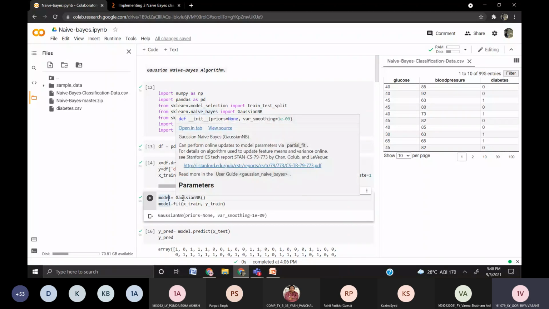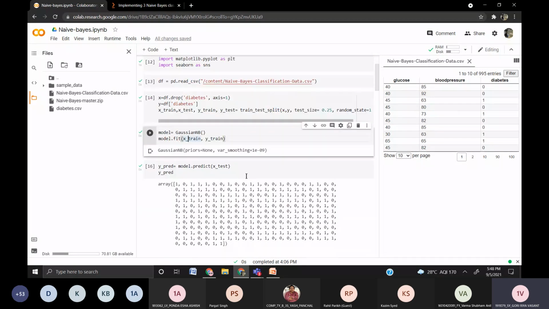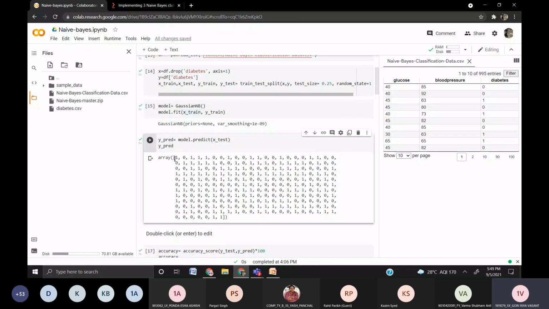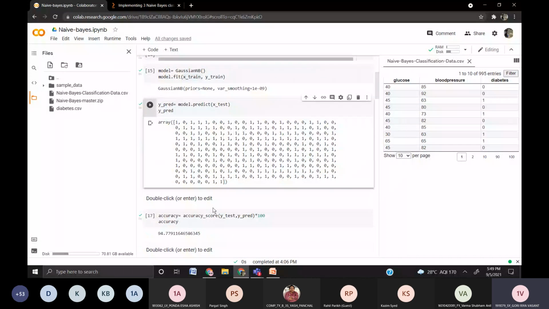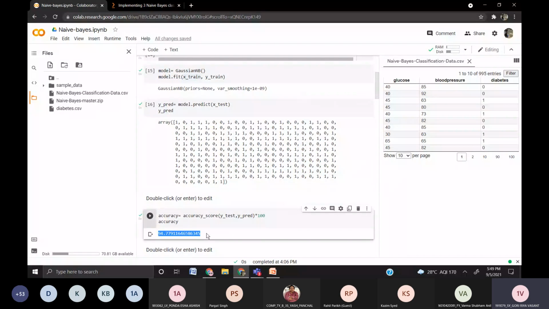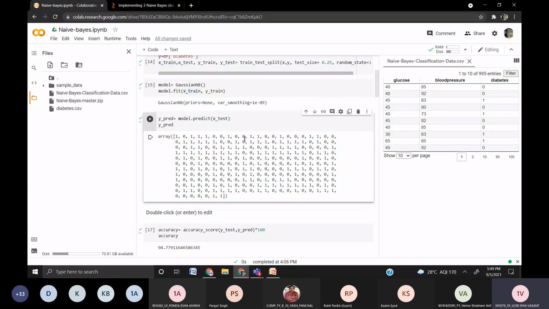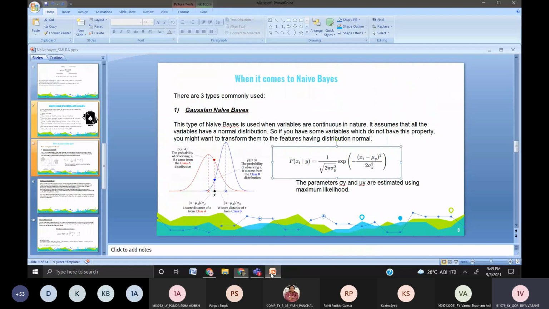Here we are implying which model we are using, that is Gaussian naive Bayes. We fit the model with the training data set, and we predict with the model. This is our prediction from the testing data set, and we get the accuracy as 94%, which is really good. So we can see that the Gaussian naive Bayes theorem is a really good algorithm for small data sets. And we can move ahead with the next one.